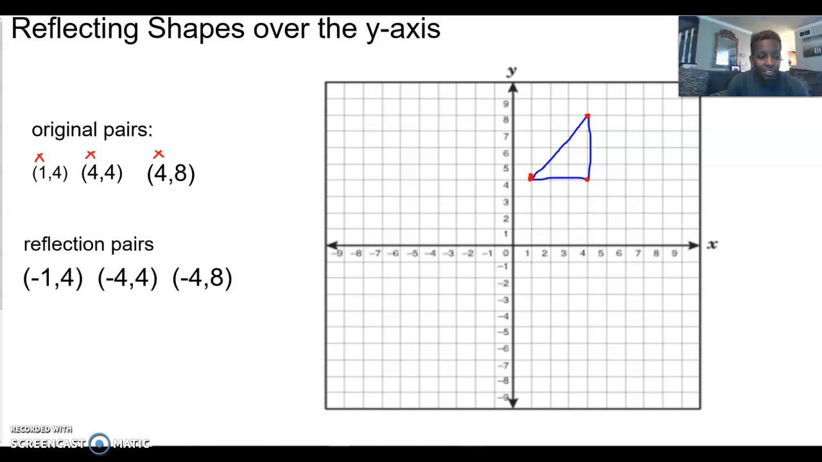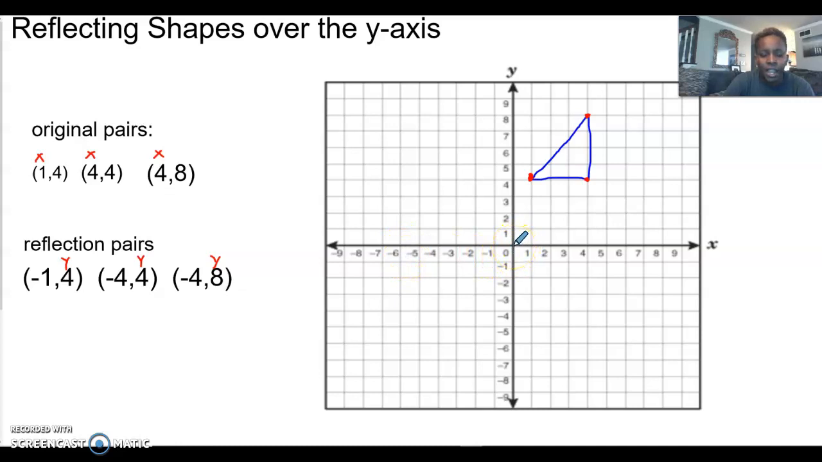Well, here you have it. Our y's stay the same. Here's our first y, our second y, and our third y. If you look at our original, those stay the same, but our x's change. So our new x for the first vertex is now -1 instead of positive. Second one is -4 instead of 4. And again, -4 instead of 4. So now let's go over here and plot those, okay?